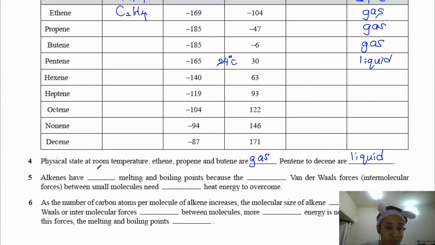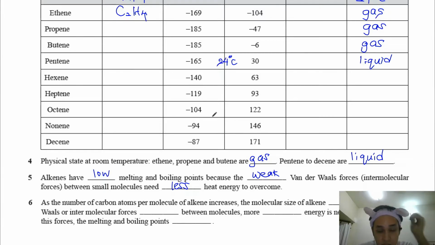Okay, so generally alkenes have low melting and boiling points, and the reason why is because of the weak van der Waals forces. If you have weak van der Waals forces, meaning you need less heat energy to overcome them. If you look at the table here, you will notice that their melting and boiling points are lower compared to other substances. But from ethene until decene, as the number of carbon atoms increases, the melting point and boiling point also increase. If you look from here to here, you will notice that the melting and boiling points are slowly increasing.